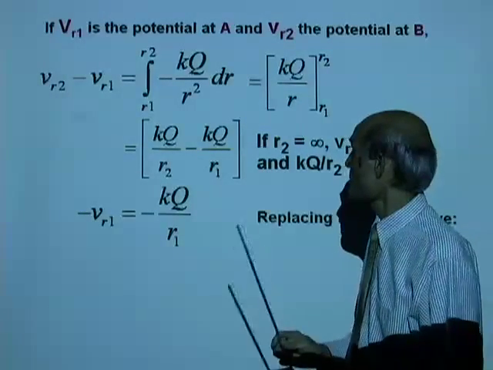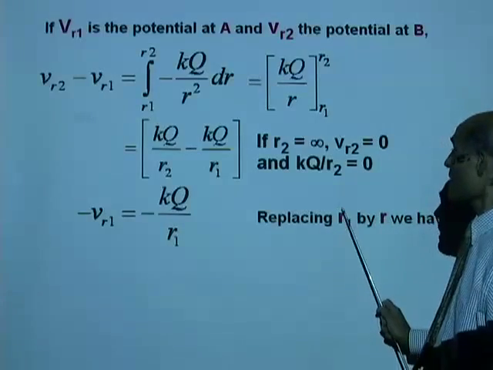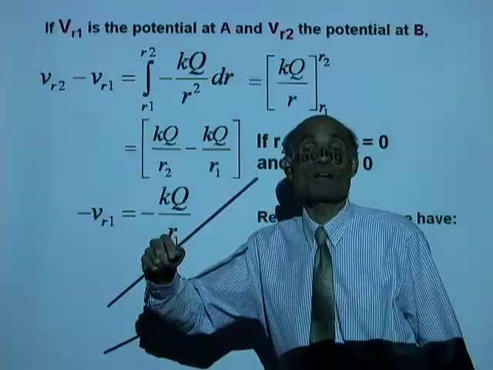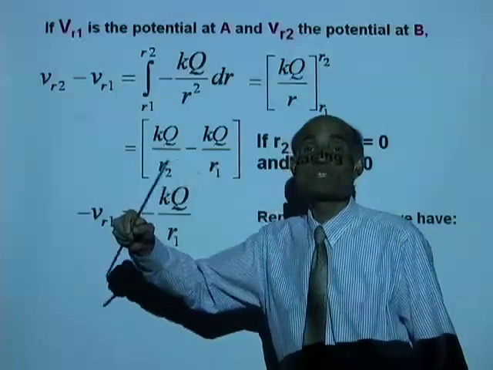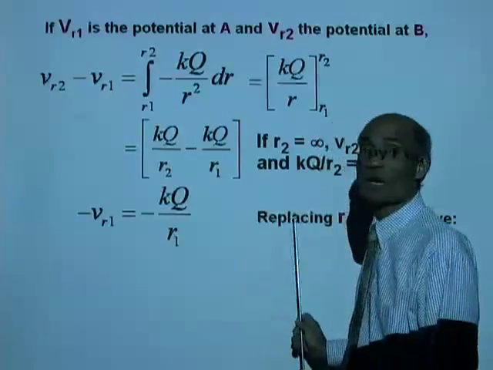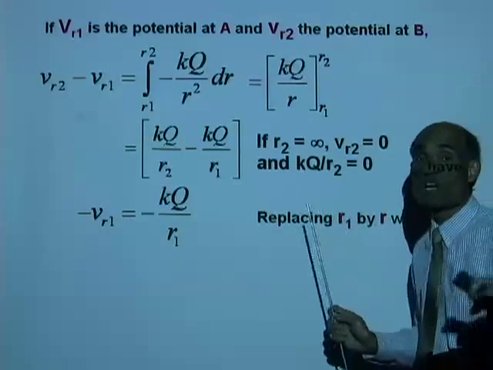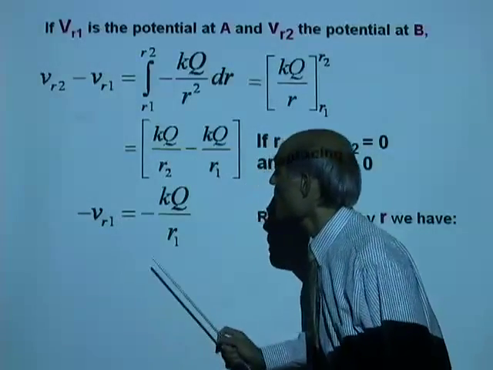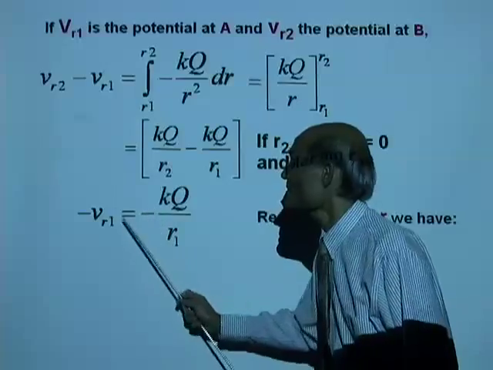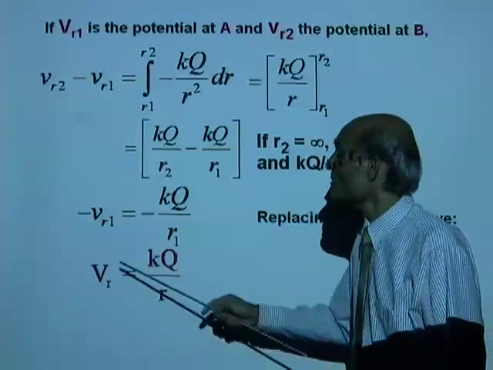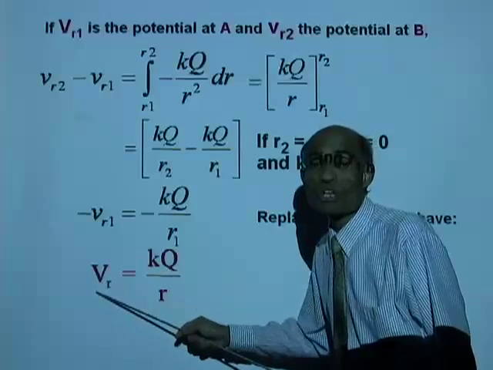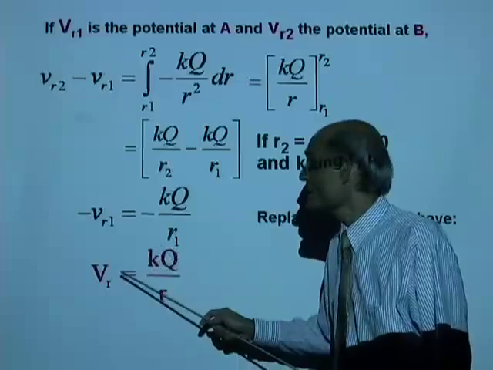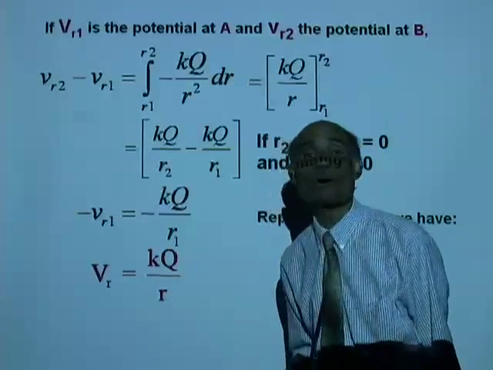And what does that give you? If you now replace R1 by R, instead of calling the distance R1, we're going to say let the distance of the point be R, measured from where? Measured from the center of the charge. If you now replace this R1 by R and cancel the negative signs from both sides, we get V(R), potential at a distance R from a charge Q, is KQ over R.